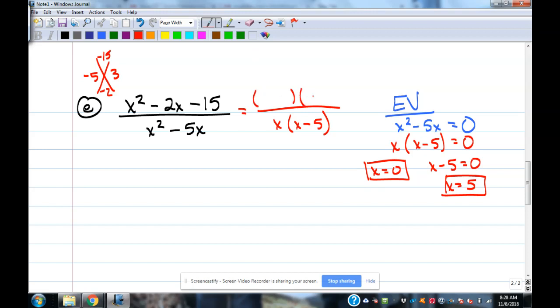Can I use the shortcut to get my factors? Why can I use the shortcut? No number in front of the first x squared. So my factors are x minus 5 and x plus 3. What cancels? That factor cancels that factor, leaving us x plus 3 on top and x on the bottom.